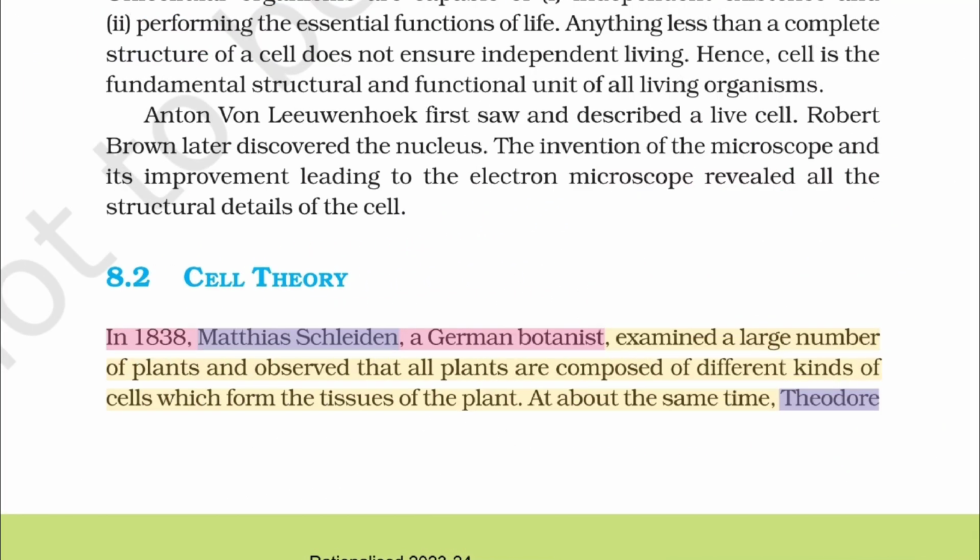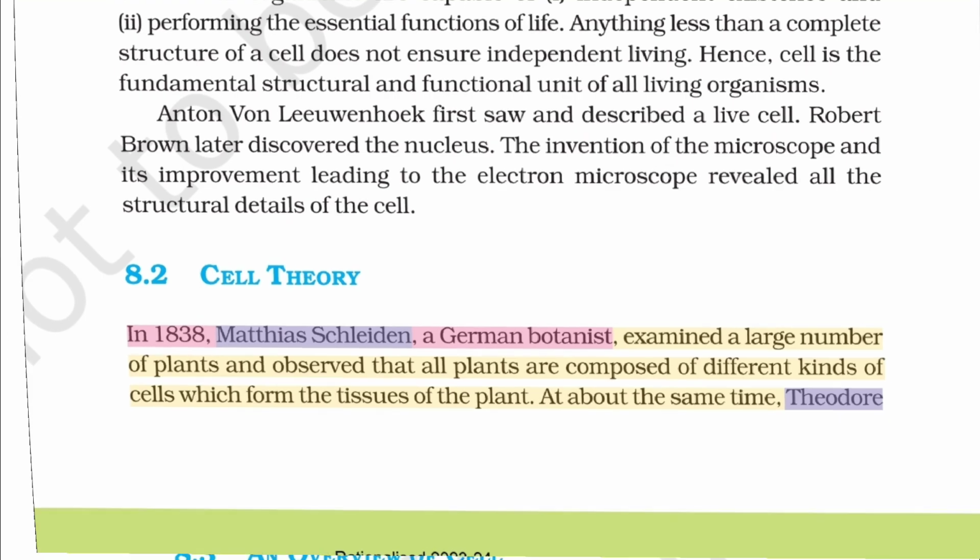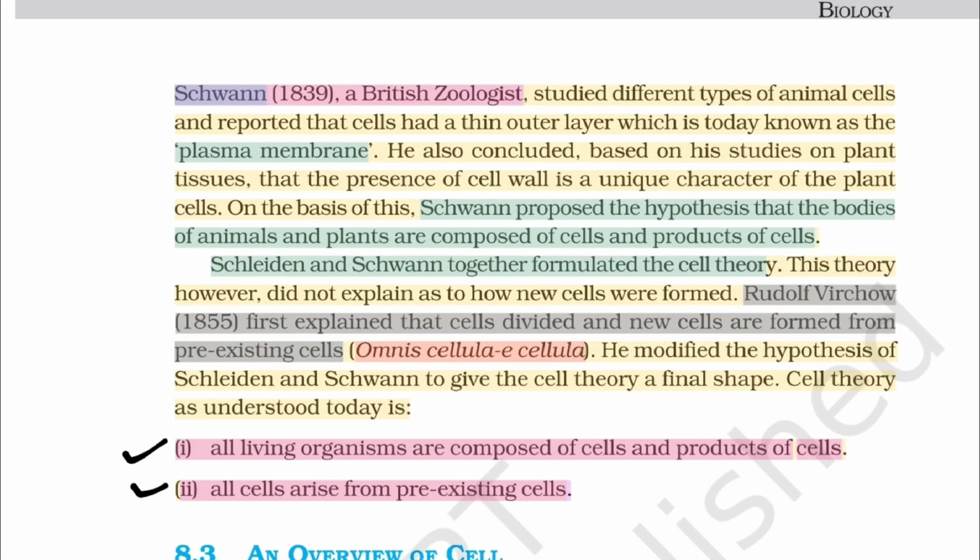8.2. Cell theory. In 1838, Matthias Schleiden, a German botanist, examined a large number of plants and observed that all plants are composed of different kinds of cells which form the tissues of the plant. At about the same time, Theodor Schwann, 1839, a British zoologist, studied different types of animal cells and reported that cells had a thin outer layer which is today known as the plasma membrane. He also concluded, based on his studies on plant tissues, that the presence of cell wall is a unique character of the plant cells. On the basis of this, Schwann proposed the hypothesis that the bodies of animals and plants are composed of cells and products of cells. Schleiden and Schwann together formulated the cell theory.